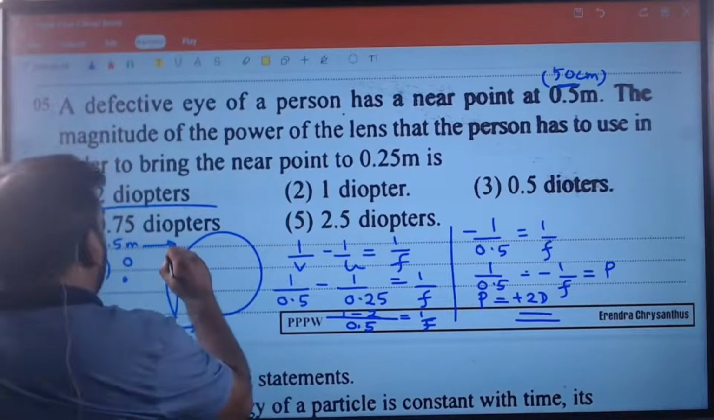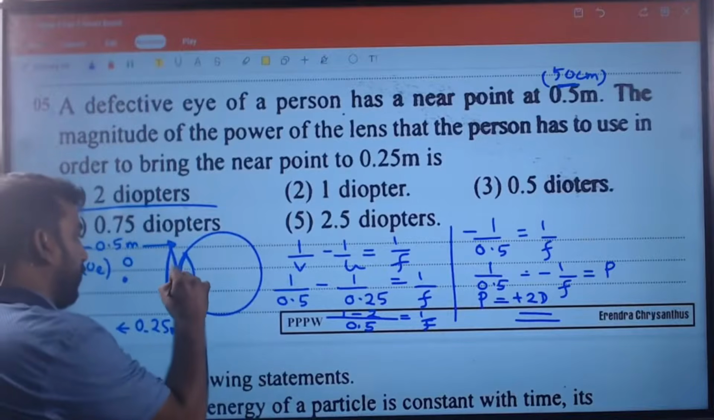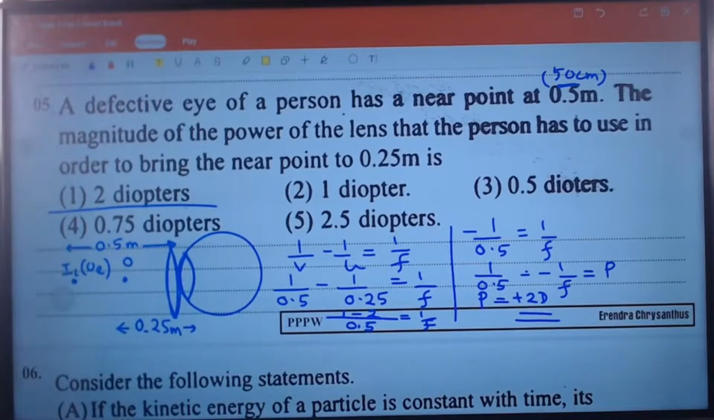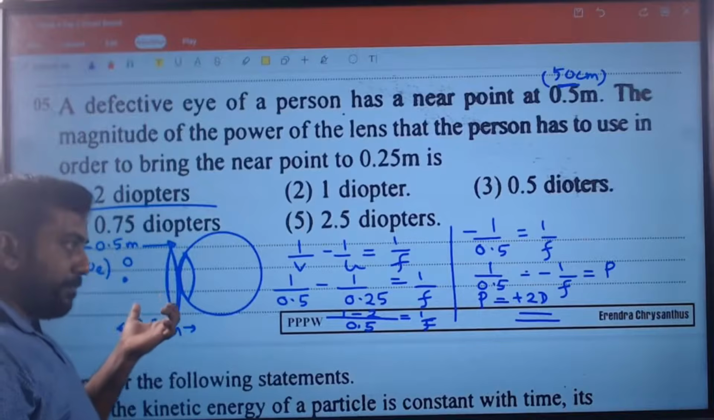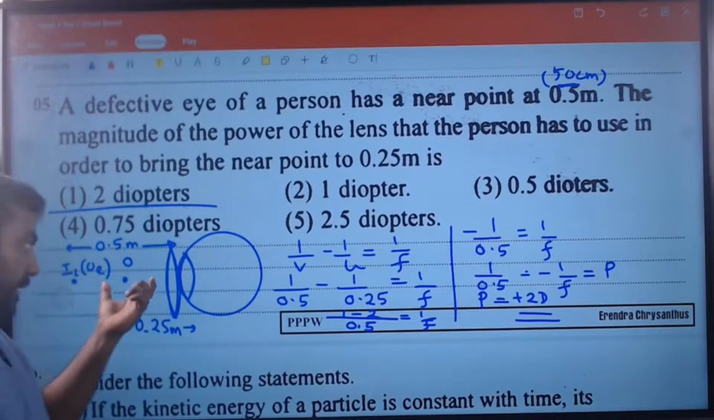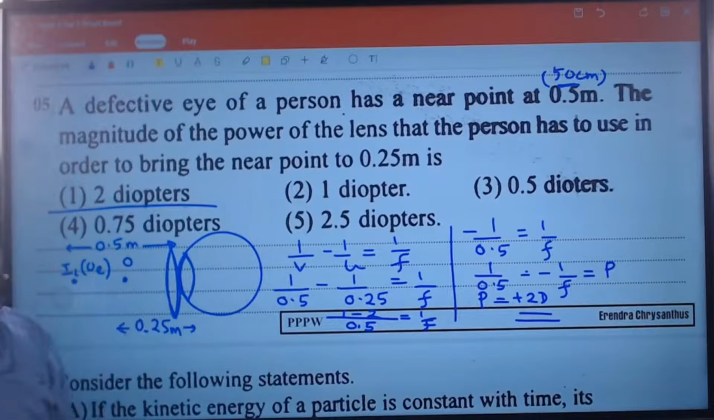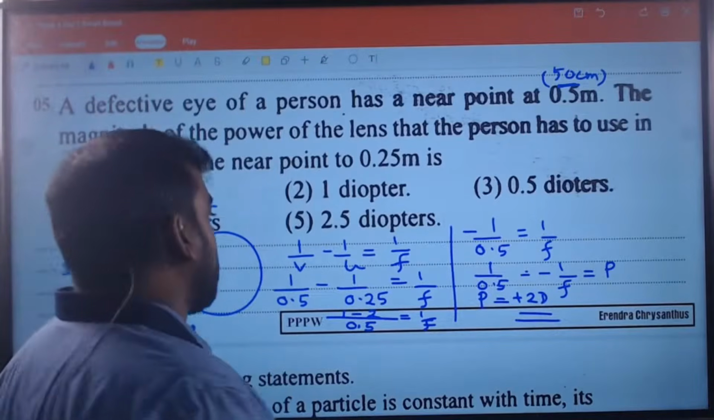Therefore, we must use a convex lens, so that when the object is placed at 0.25 meters, the image is formed at 0.5 meters, which the eye can see.